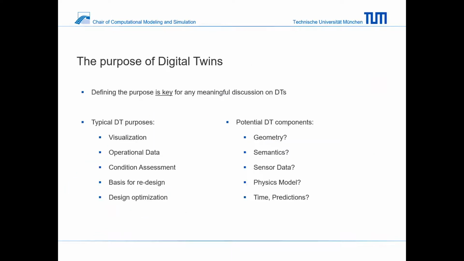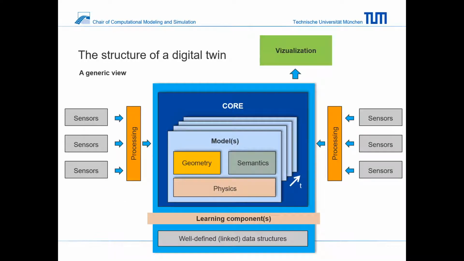So in essence, defining the purpose of the digital twin is key for any meaningful discussion on digital twins. So I talked about typical purposes already. Now, what are the typical components on the other hand side? Typical digital twin components are geometry, semantics, of course sensor data, maybe also a physics model. Time is an important component, and maybe also predictions. So from this, I tried to sketch a generic structure of a digital twin, because my objective was to talk about the structure of a digital twin.